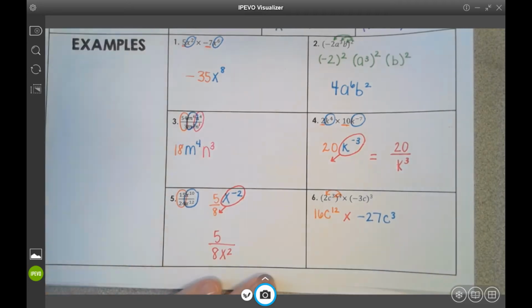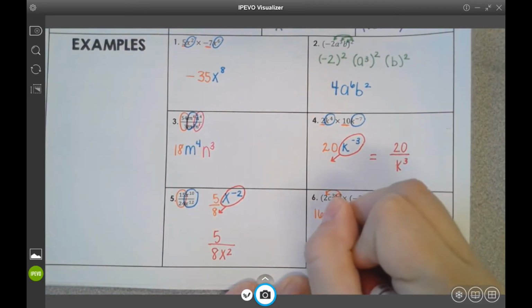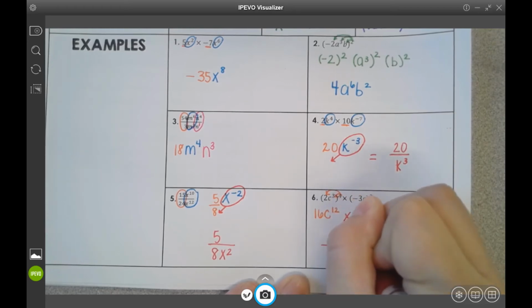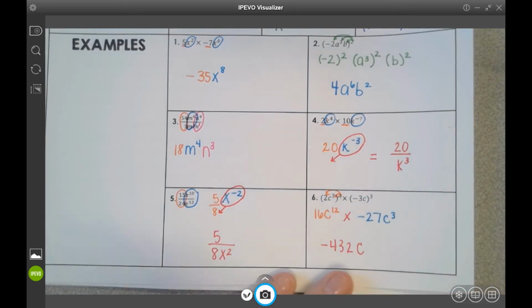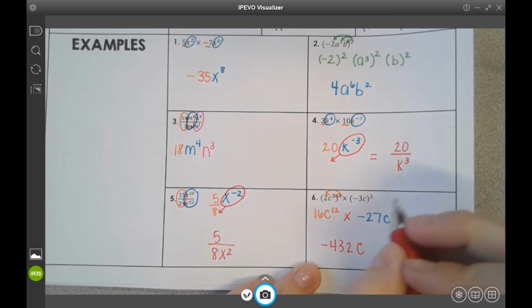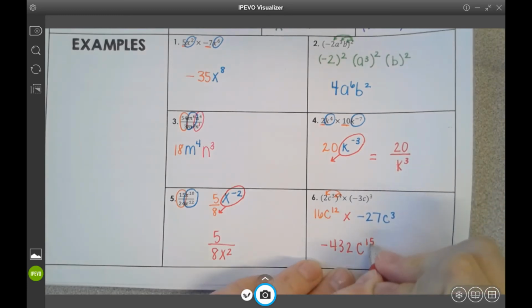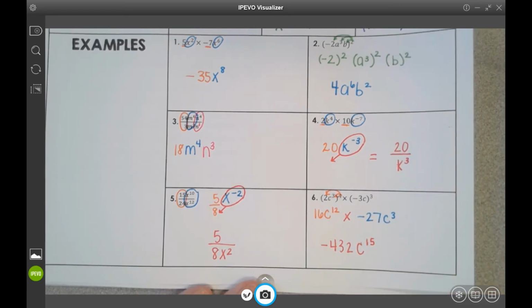Now when we multiply, let's do the 16 times -27. And you get -432. And then the c's, when we multiply variables, remember you add the exponents. So that would be c to the 15th. Any questions?